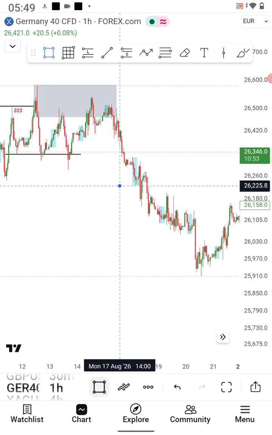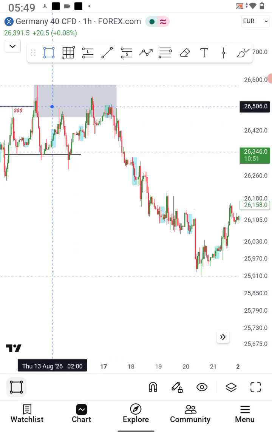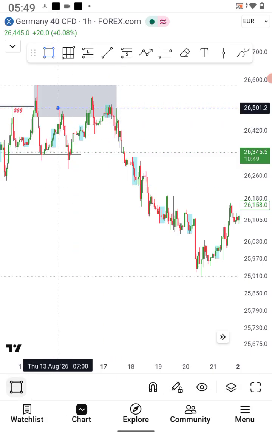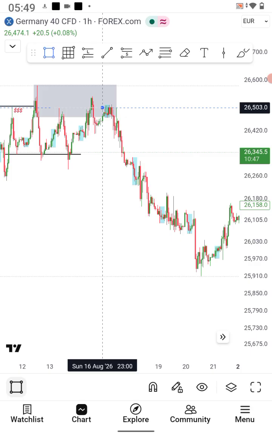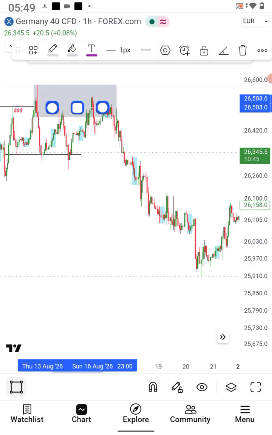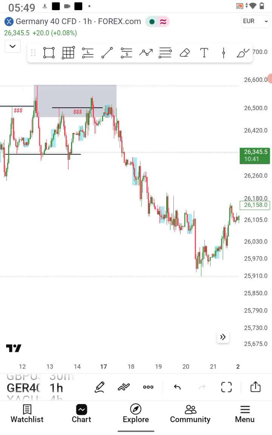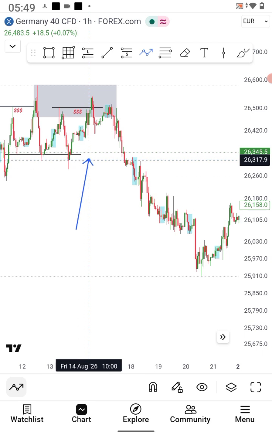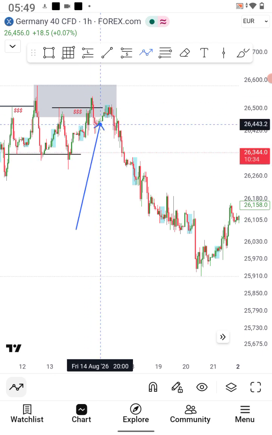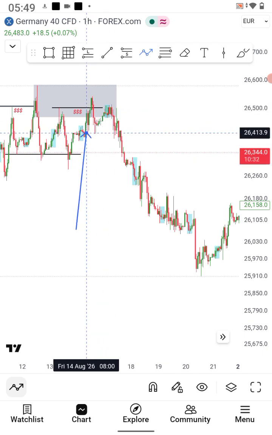Market came, swept this high here. So that's liquidity sweep. Liquidity. Are you seeing it now? It swept that high and then turned around. It swept this high, then turned around to break structure here.